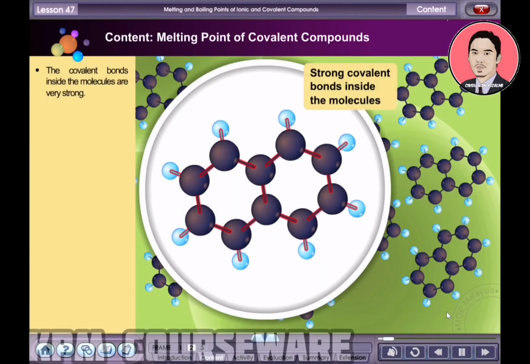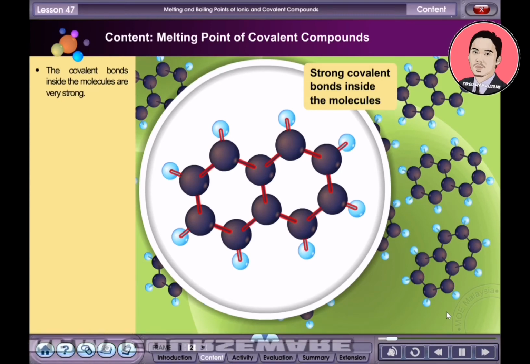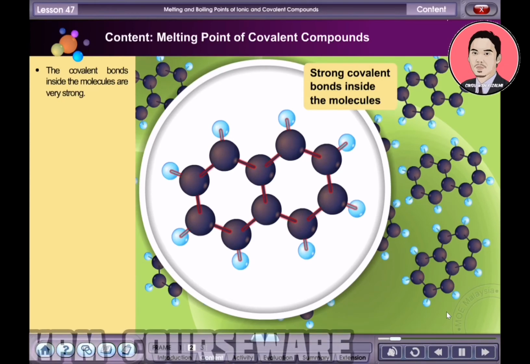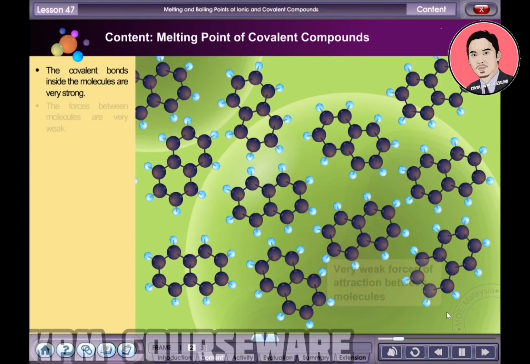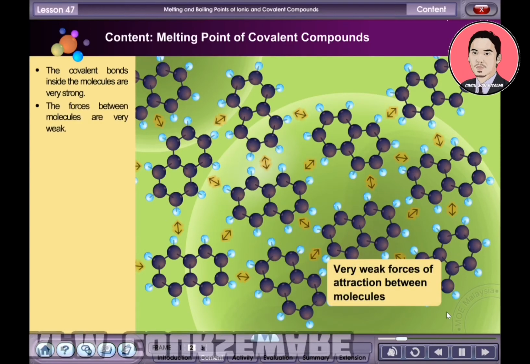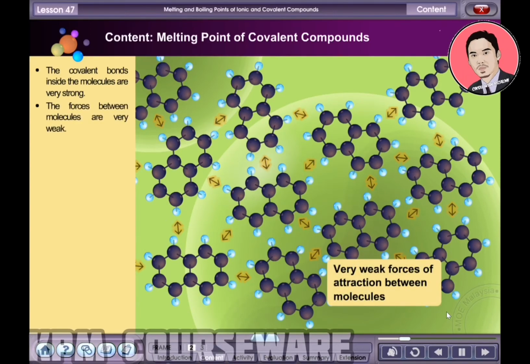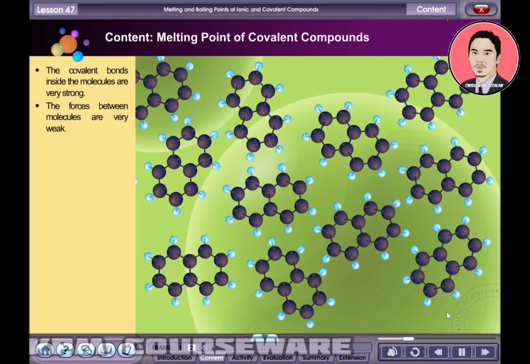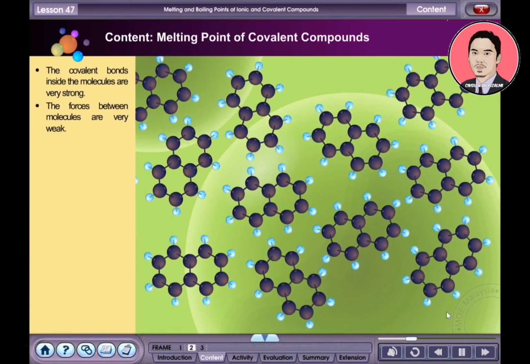The covalent bonds inside the molecules are very strong. The molecules do not break apart easily. However, the forces attracting neighboring molecules to each other are very weak. It is therefore very easy to separate molecules from one another.